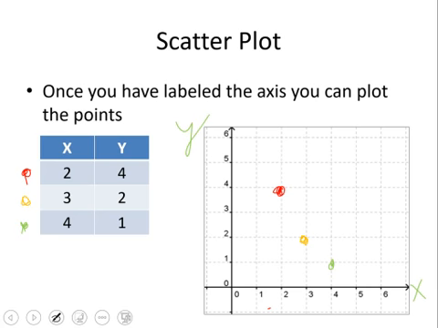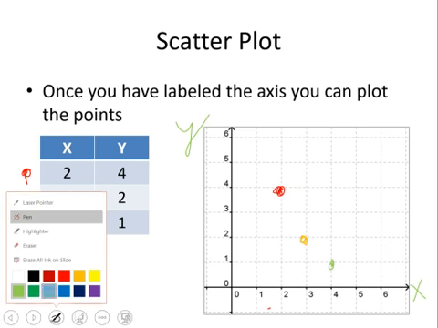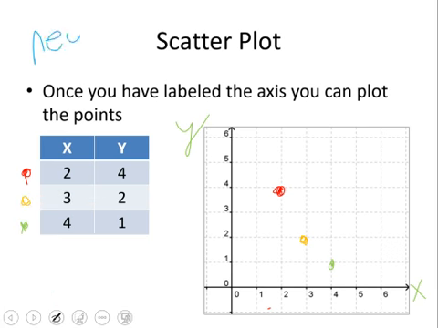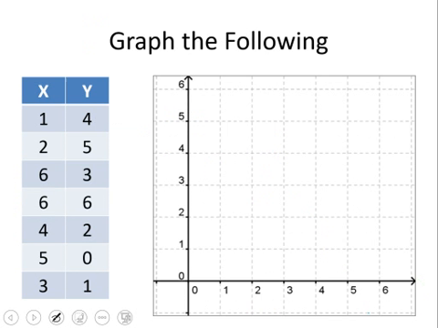If we look at this, would this be a positive or negative correlation? I would probably say it's more of a negative correlation, because we could draw a line going down. It'd be more negative than anything else. Now take a second and graph these, and then identify if it's a positive correlation, a negative correlation, or no correlation.